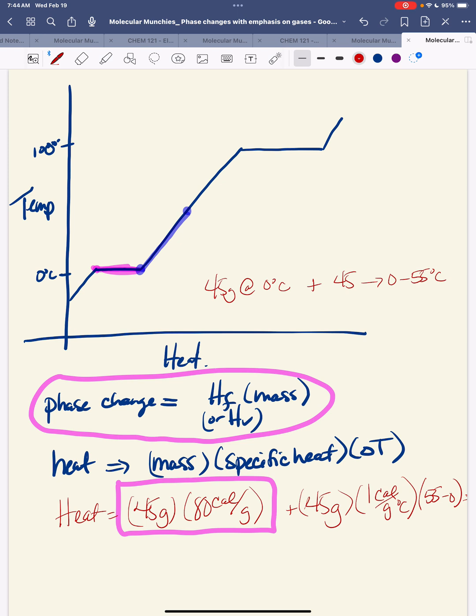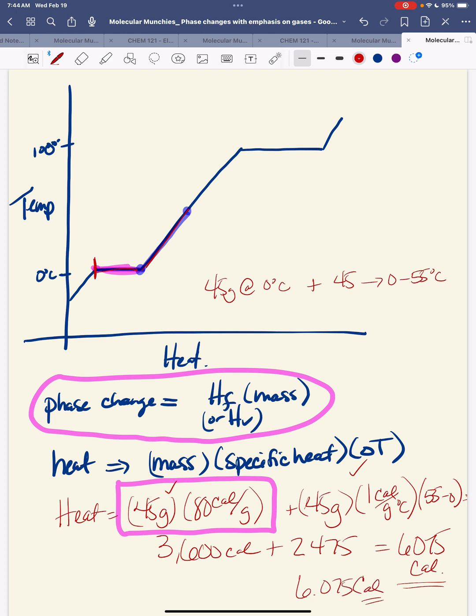So we're going to take our 45 times 80 to get 3,600 calories. And we're going to add that to 45 times 55, and that's 2,475 calories. When we add those together, we get the energy involved in this phase change, 6,075 calories. So basically, to take that ice at 0 and melt it, that's this calculation, and then to warm it up to 55, that's this calculation, it takes this much energy, or 6,075 food calories, right? Okay.